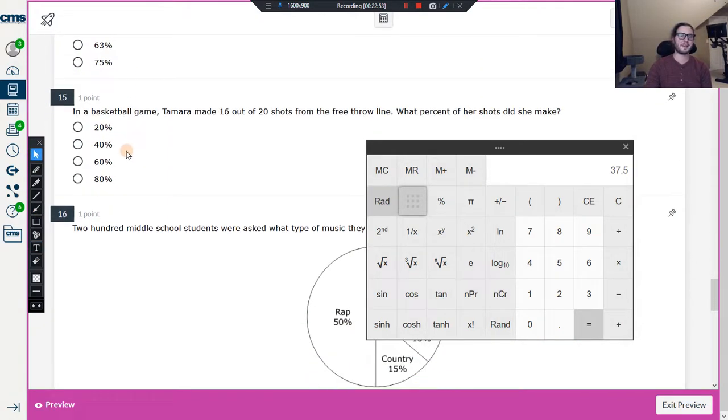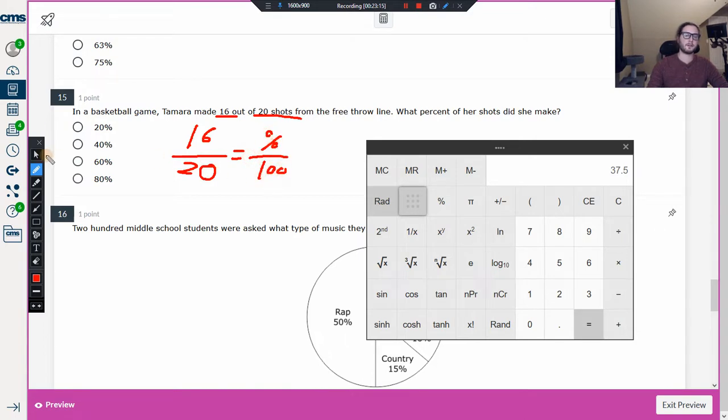For number 15, in a basketball game, Tamara makes 16 out of 20 shots from the free throw line. What percentage of her shots did she make? So they gave us a part and a total. Pretty straightforward. 16 out of 20, part to total, equals an unknown percent out of 100. We're simply going to follow the same recipe as before. Cross multiply, and then divide by the number which was not used in the multiplication. 80. That's it for number 15.